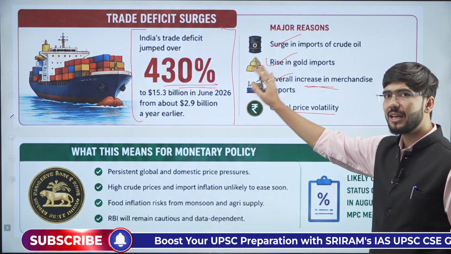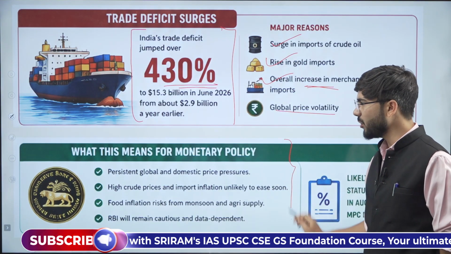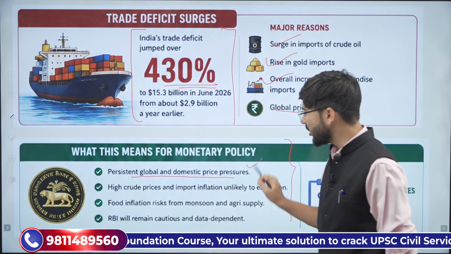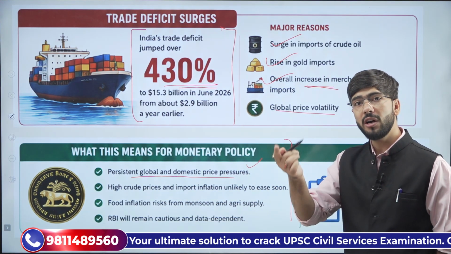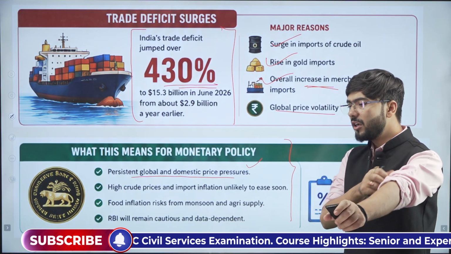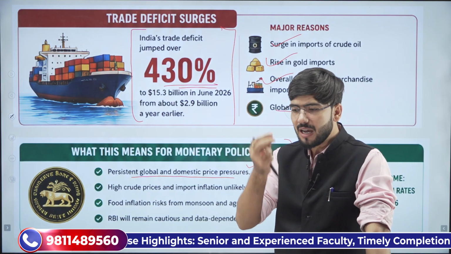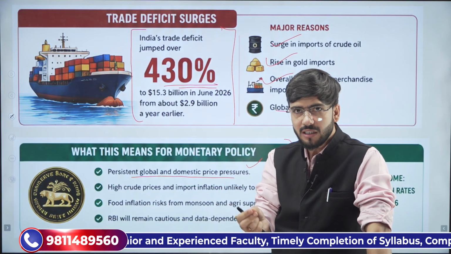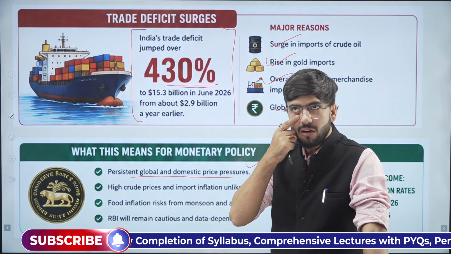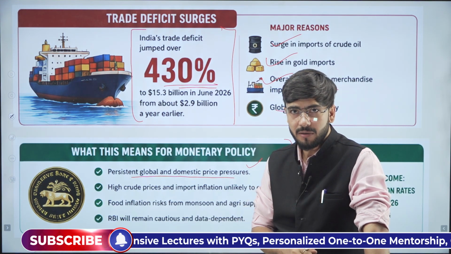Now, what does all this mean and why will it impact our monetary policy? Because there is persistent global and domestic price pressure on monetary policy. Monetary policy should be aimed at controlling inflation, because if the target of 6% or the target of 2% is breached for three consecutive quarters, then there will be a problem. Then monetary policy failure will be considered.